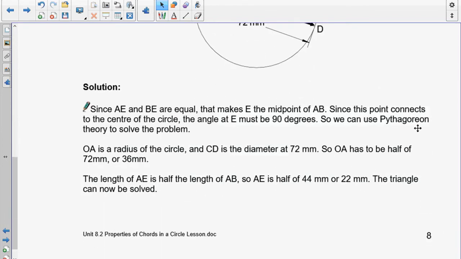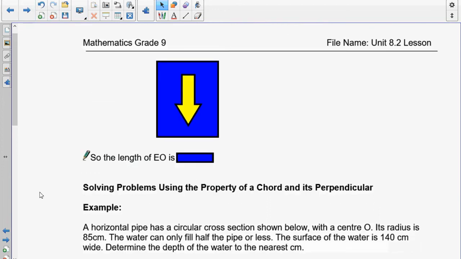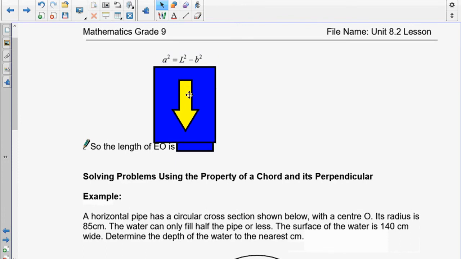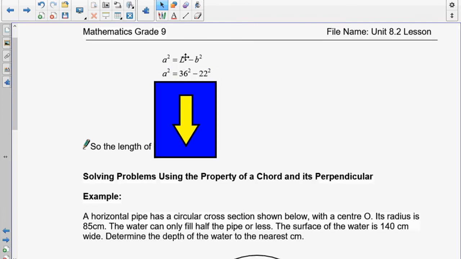So pause the recording and copy that down. All right, let's go to the next page. So let's solve this. Our first step is a squared is equal to L squared minus B squared. And we now can substitute it in. We know that the L squared, the longest side of my triangle, is 36. My B is 22. And I'm trying to find A squared, which is our x value.